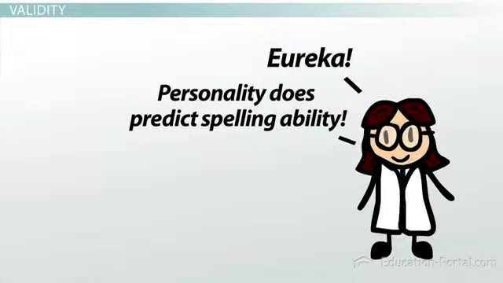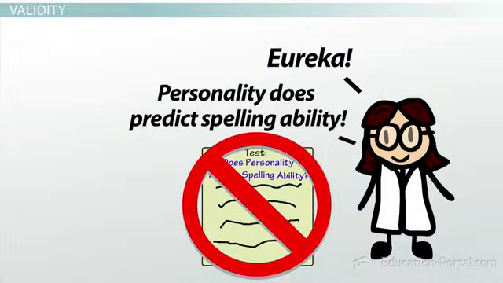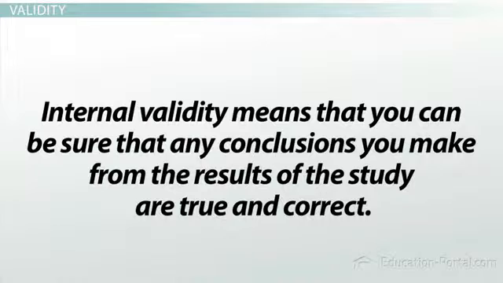Let's go through an example. Let's say that a teacher decides that personality does predict spelling ability, but maybe the teacher didn't score the personality tests correctly. Or maybe there was some other variable predicting spelling ability, such as the age of the children or how many books they read at home. If the teacher didn't set up the experiment correctly to account for these other variables, he or she might come to the wrong conclusion. Another lesson covers how to make a true experiment so that these other variables are covered. For now, just remember that internal validity means that you can be really sure that any conclusions you make from the results of the study are true and correct.